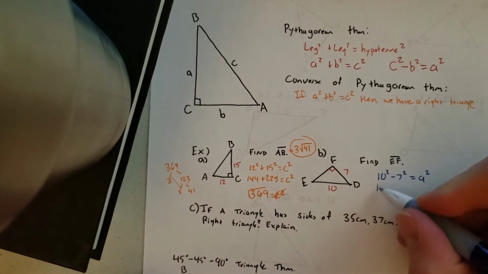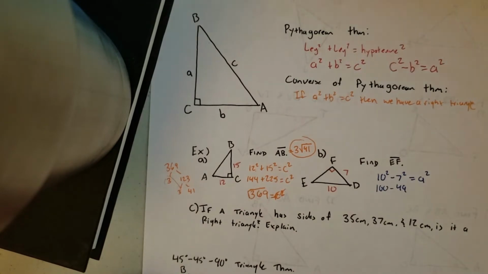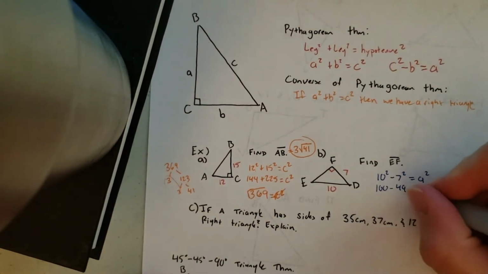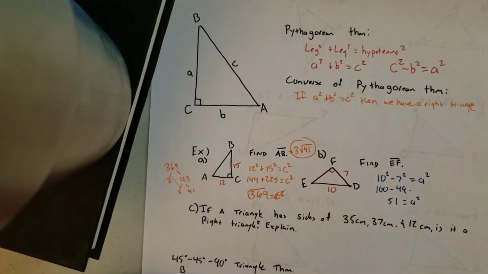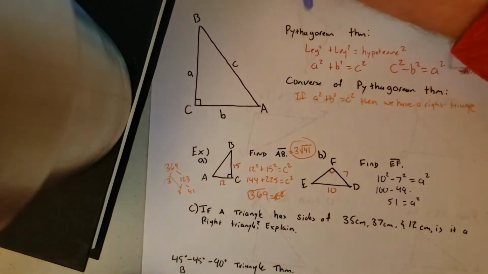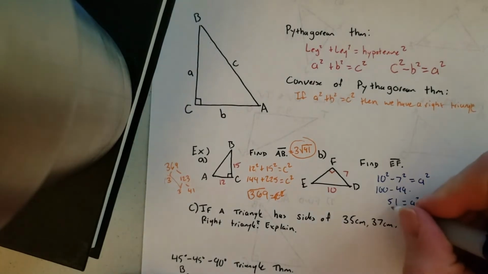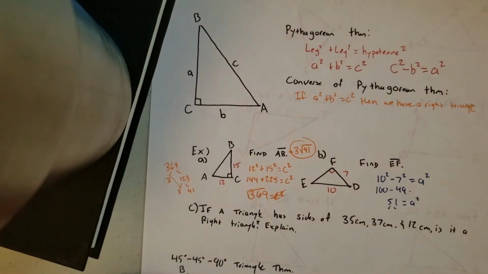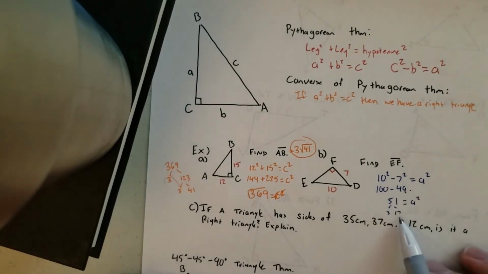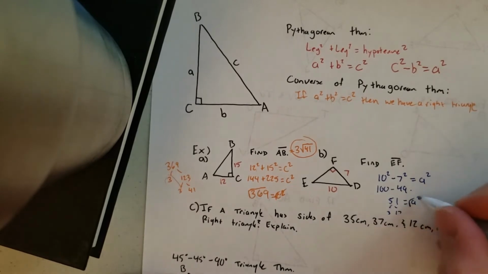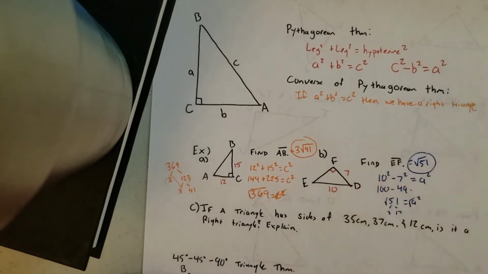Well, 10 squared is 100. 7 squared is 49. I have 100 minus 49. That gives me 51. So that's going to be my a squared. Well, if I try taking the square root of 51, once again, I get a decimal. So I have to break it down. Well, 51, I can divide by 3, which gives me 17. Can I break 17 down? I can't. So we leave our answer as the square root of 51. So there's my answer for EF.